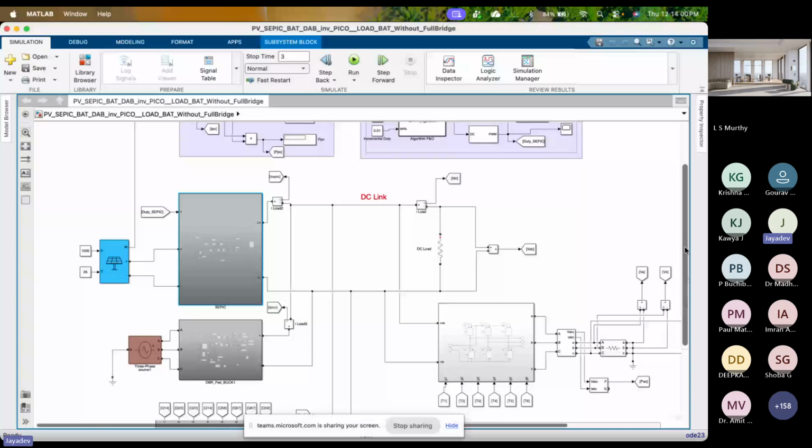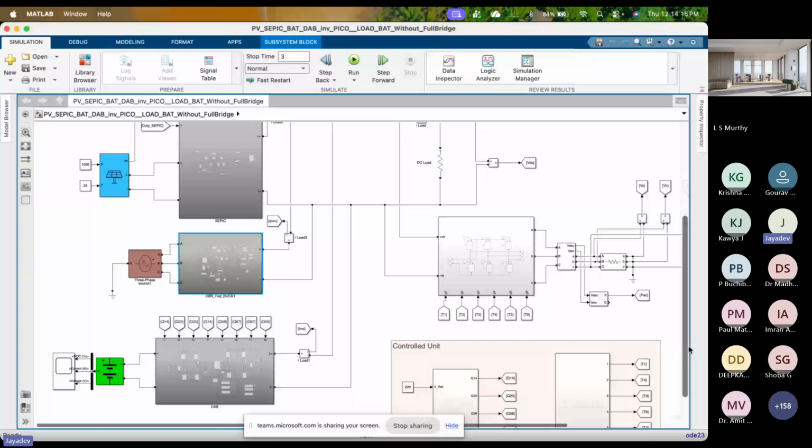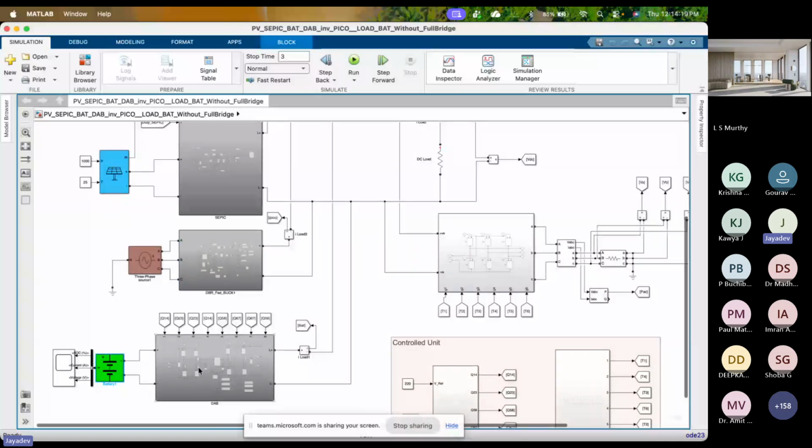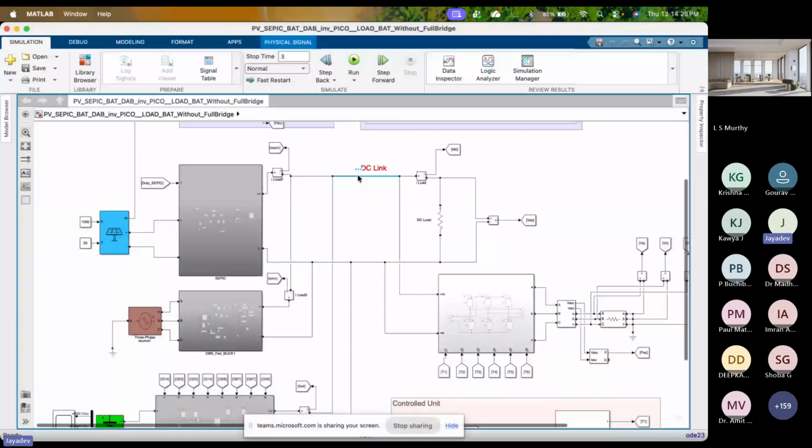And for Pico Hydro, we are using a three-phase source and then a diode bridge rectifier and buck converter. Then the other source is a battery. From the battery, we are giving a DAB converter. From the DAB, it is integrated into the common DC link. All these sources are integrated at the common DC link point. At these two points, all sources are in parallel.